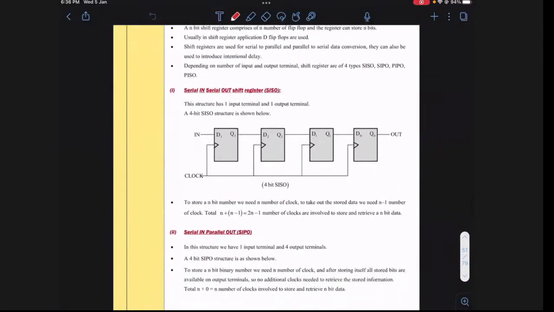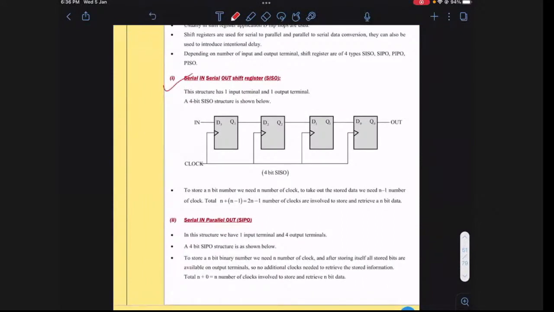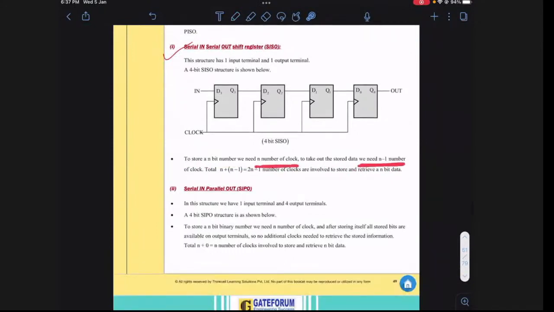So if you go through our handbook, these are the various configurations in SISO. This is the information you need. To store an n-bit number, we need n clock pulses, and to take it out, we need n minus 1 clock pulses. To store, we need n clocks. To take out, n minus 1 clocks.